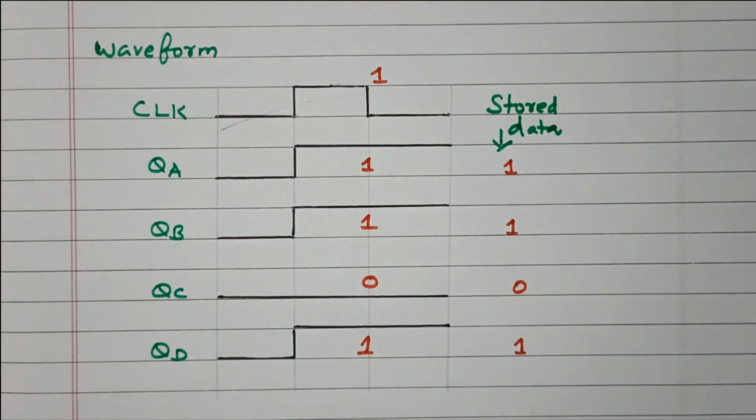So in this video we discussed the parallel in, parallel out type of shift register. The circuit diagram is constructed with D flip-flops. The input that we apply will be reflected at the output, so due to that we are using D flip-flops for constructing the register. And we discussed the truth table as well as the waveform.